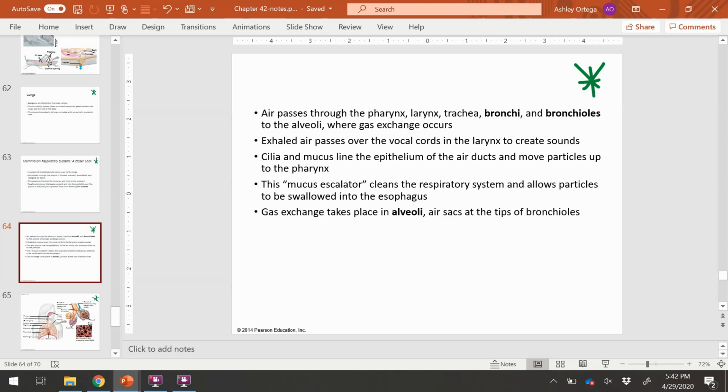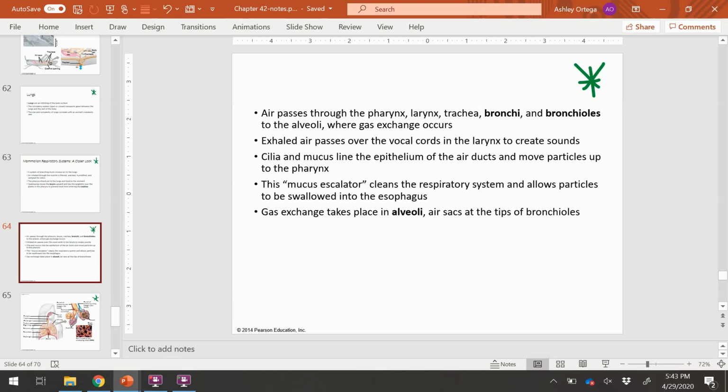And so as air is exhaled, it will pass over the larynx region, which contains the vocal cords, to create sounds. A high-pitched sound is created by fast vibrations, whereas a low-pitched sound is created by slow vibrations. And in this area, cilia and mucus line the epithelium of air ducts and move particles up to the pharynx.